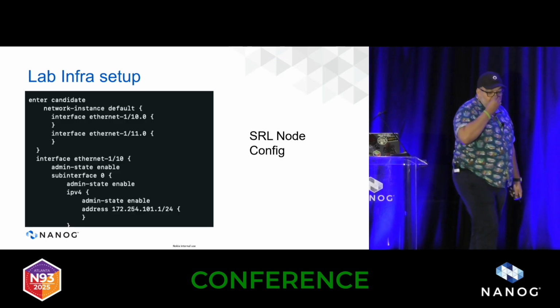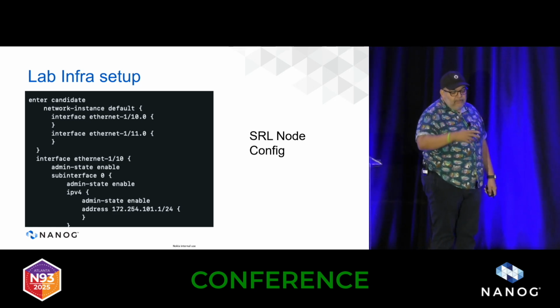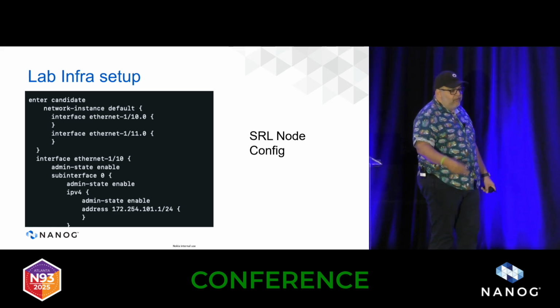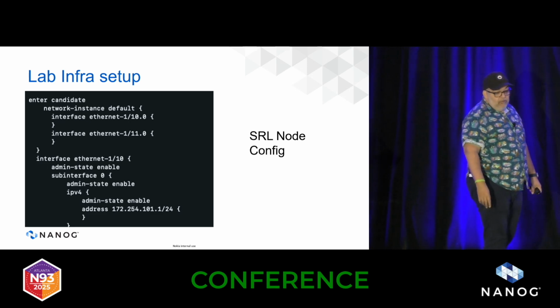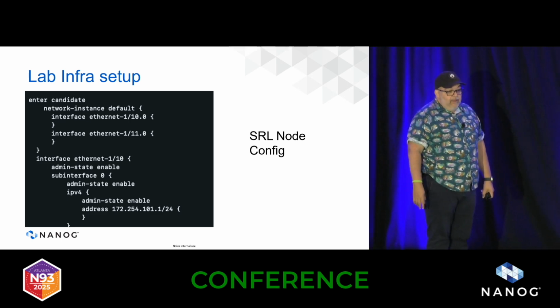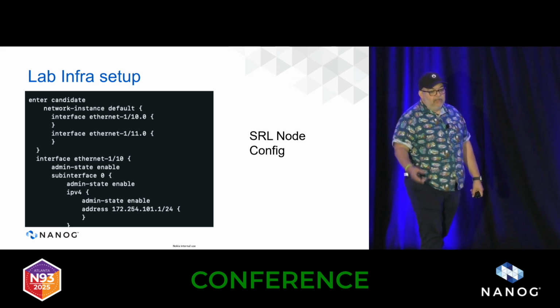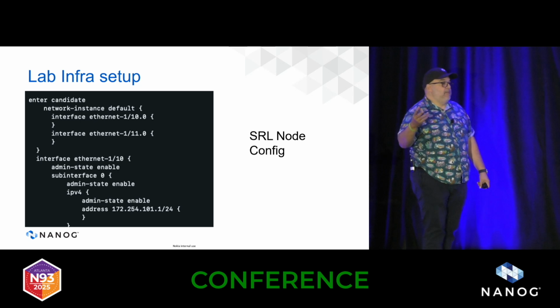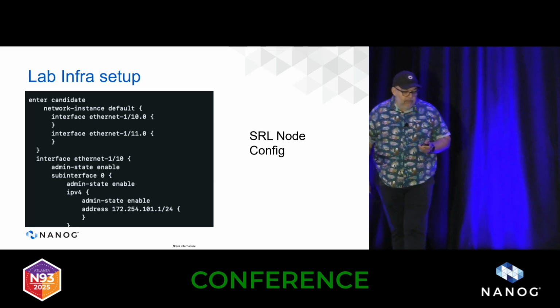And from the Containerlab SR Linux node that we're going to spin up, the configuration, as you can see, is very simple. Just a network instance or a VRF that is running two interfaces with two IP segments, /24.